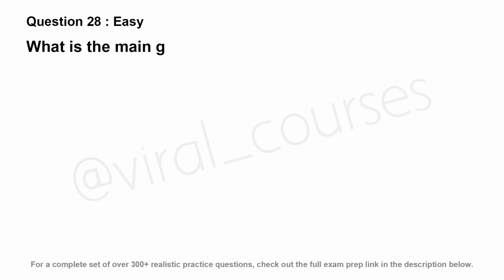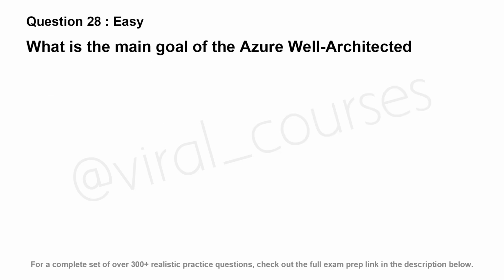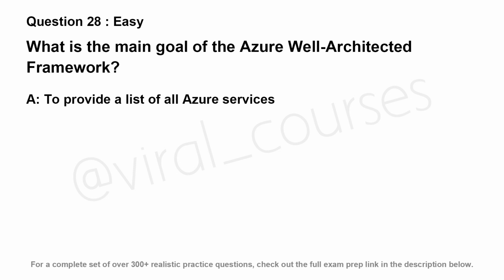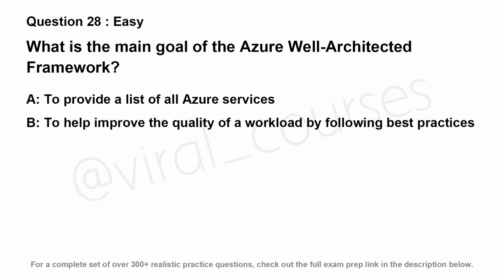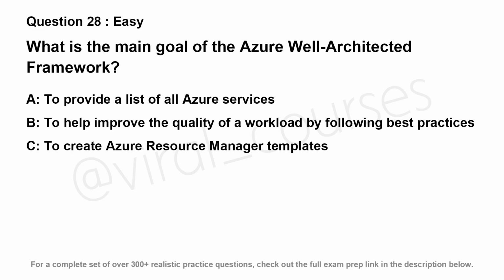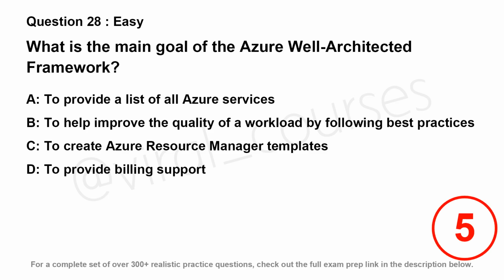What is the main goal of the Azure Well-Architected Framework? Option A, to provide a list of all Azure services. Option B, to help improve the quality of a workload by following best practices. Option C, to create Azure Resource Manager templates. Option D, to provide billing support.